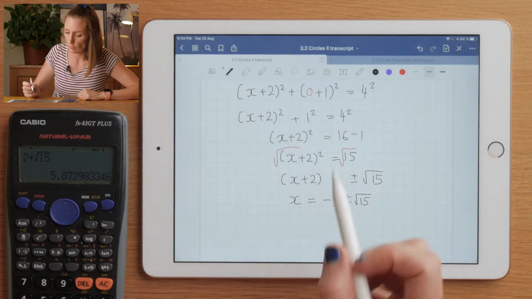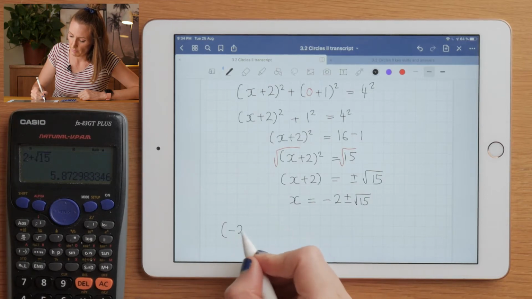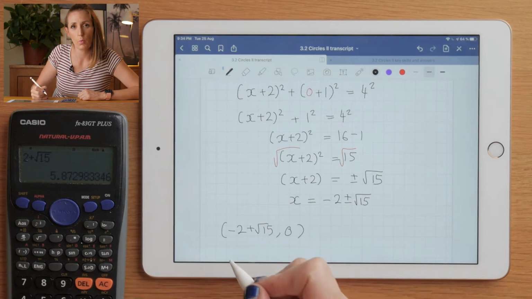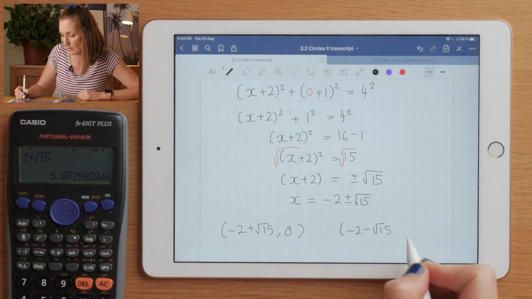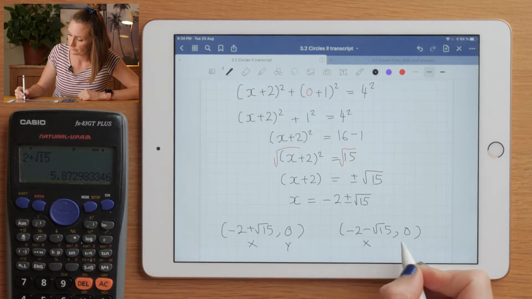So your two points of intersection would be (-2 + √15, 0), because remember we made y equal to 0, and (-2 - √15, 0). So that would be the x and the y.